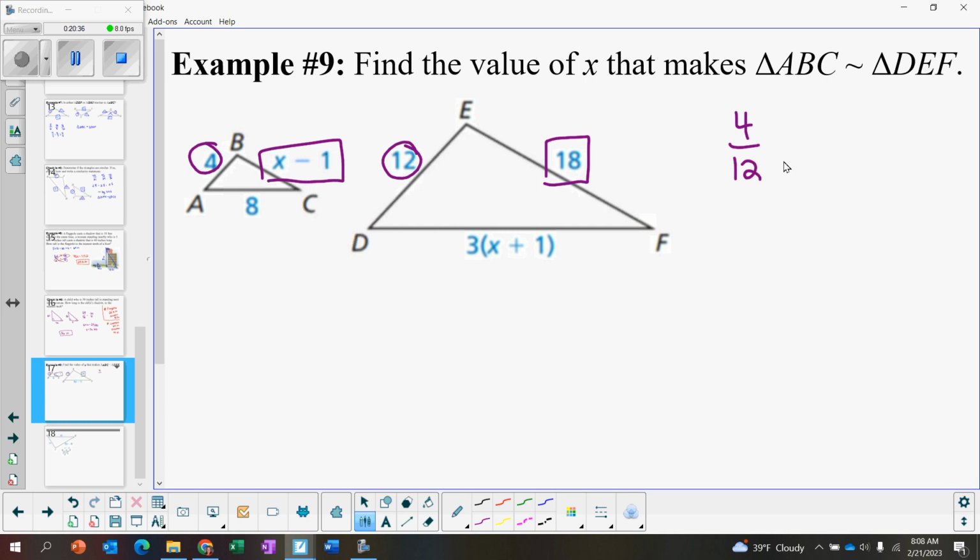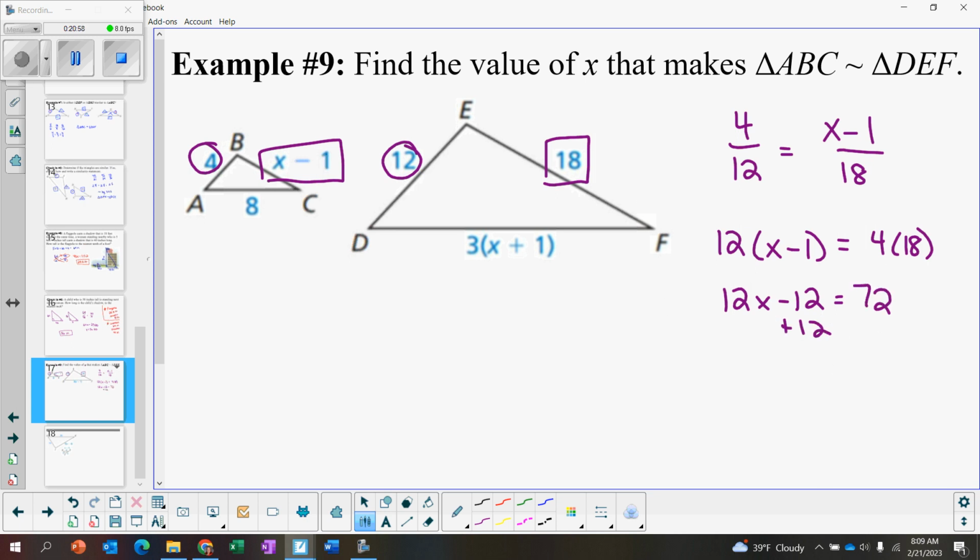So 4 over 12 equals x minus 1 over 18. Cross multiply here. It's 12 times all of x minus 1 equals 18 times 4. So that's 12x minus 12 equals, I think that's 72. Add 12, so 12x equals 84, and 84 divided by 12 is 7. So 7 will make those triangles similar.